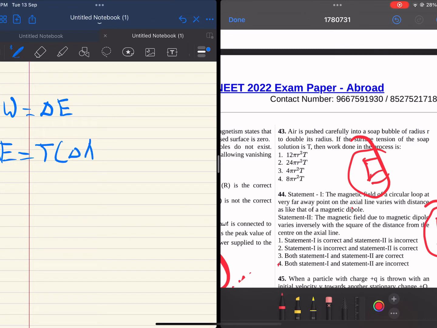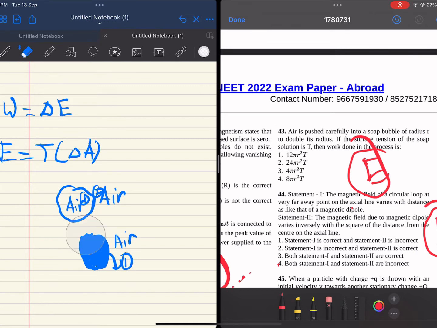We know for a soap bubble it has two interfaces. What are the two interfaces? First we have air here, then this is water, and we have air outside. So we have air, water, air. So this is interface 1 and this is interface 2. As in the case of a drop, here it is fully water and outside is air, so only one interface we have there.